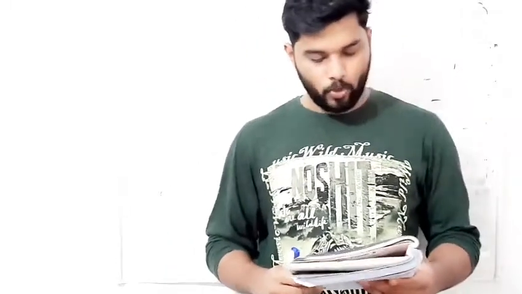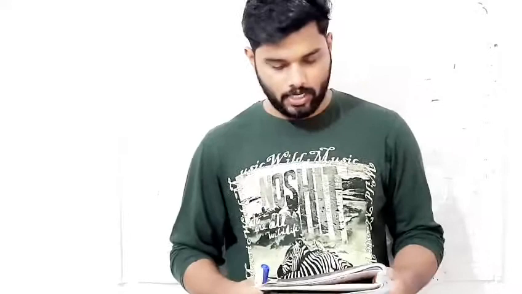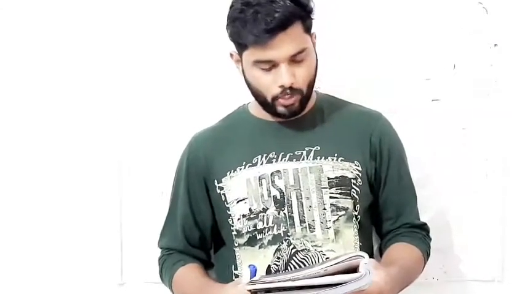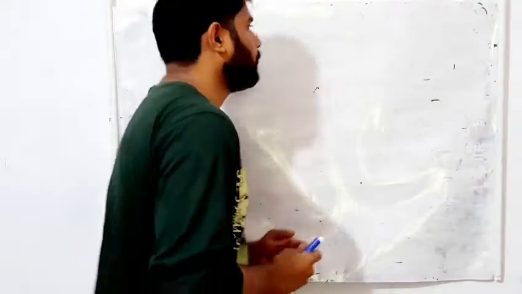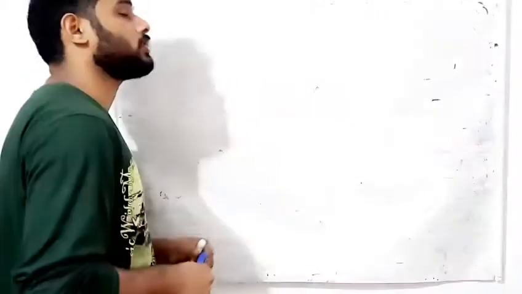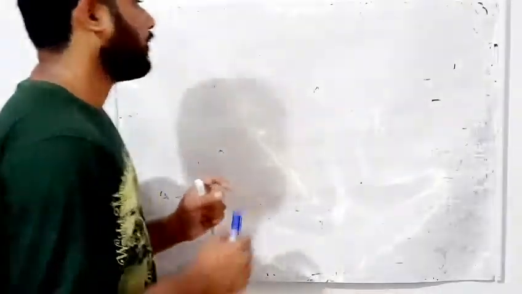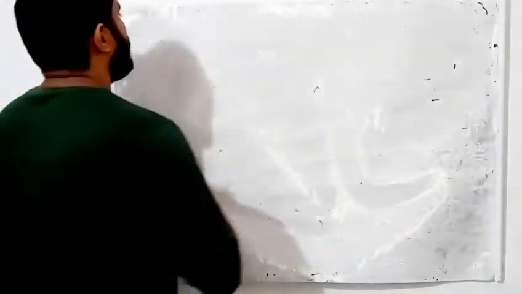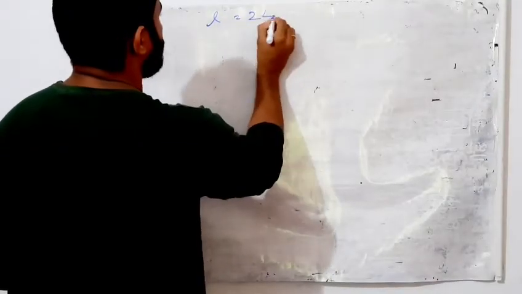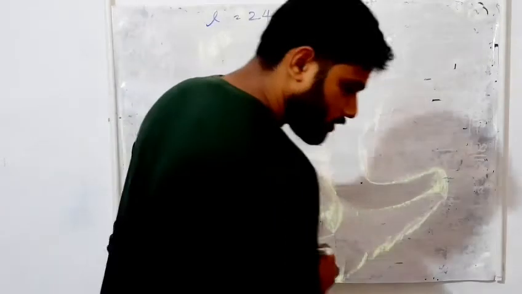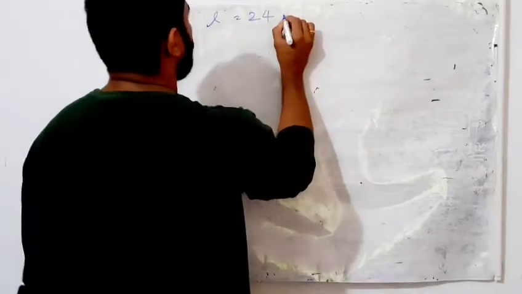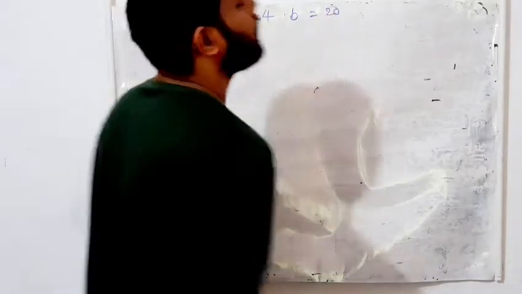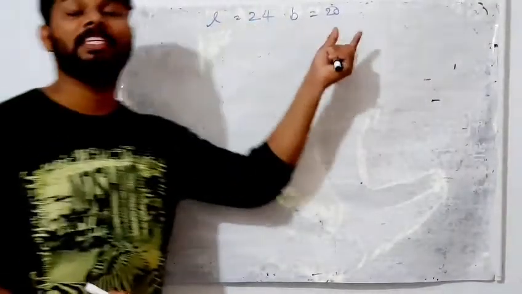Now question number D. The question is, the volume of a room is 5760 cubic units if the length and the width of the room are 24 units and 20 units respectively. Find the height of the room. That's our question. So here, there is a room, and its shape is cuboid. They didn't say that, but we can understand it, because they have given the length and width as 24 units and 20 units. So the length is 24 and the breadth is 20. Clear?